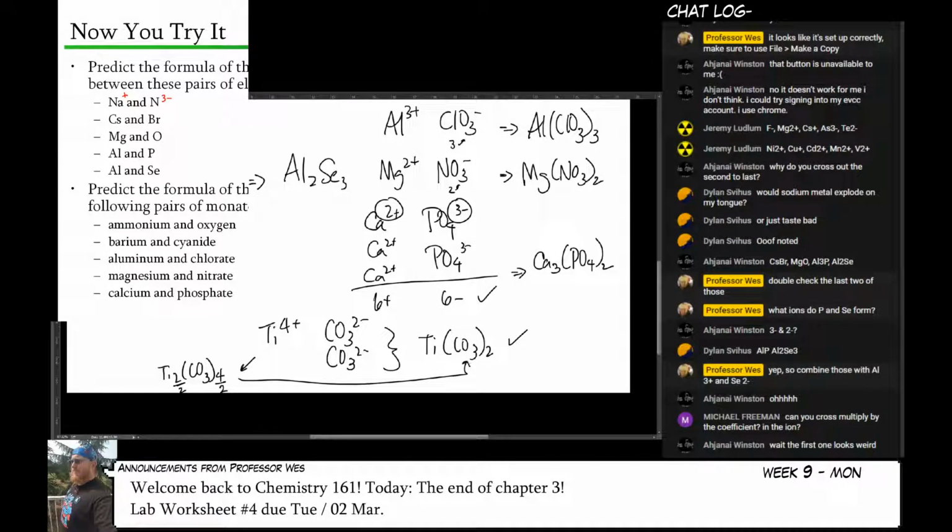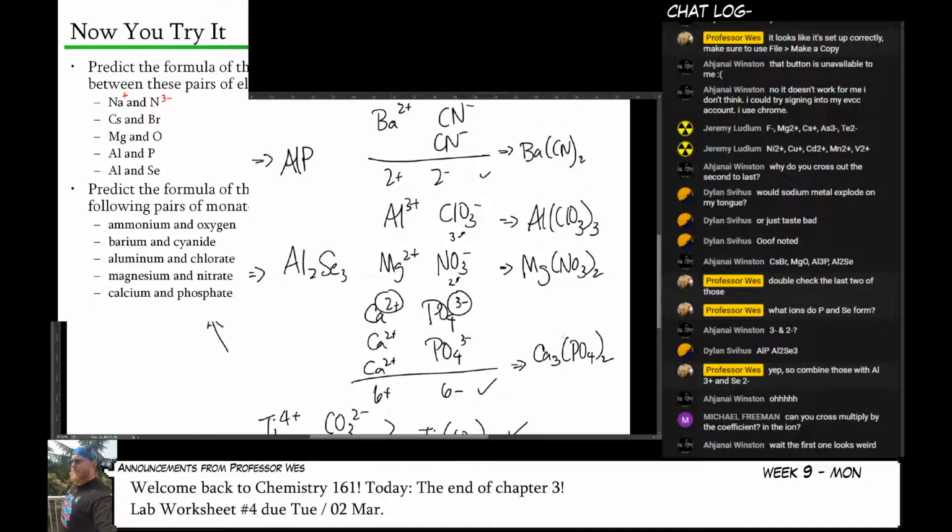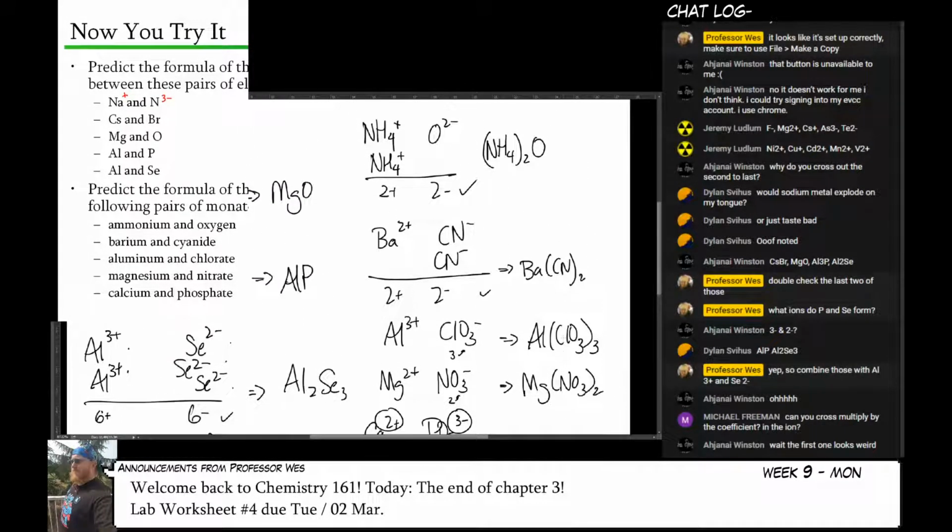So if you cross-multiply, you might get extra numbers that you can divide out. The first one looks weird. Which one are you talking about? Sorry, I missed that in the chat there.